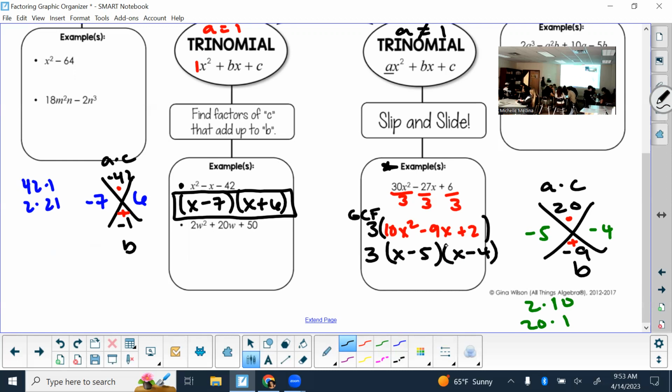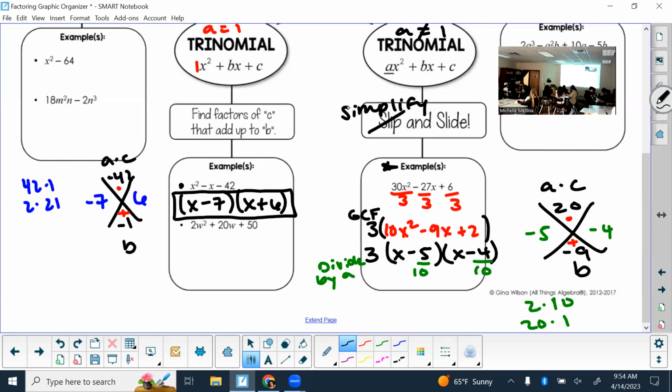But like I said, because A was not 1, you got a little bit extra. You have to now divide by A from your factors. So GCF, leave it alone. But what was my A again? 10. If it works out to a whole number, great. If it doesn't, make sure you simplify and slide. So they say slip and slide. I think simplify and slide is better.